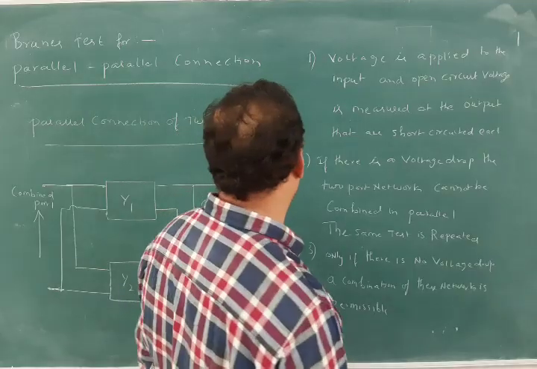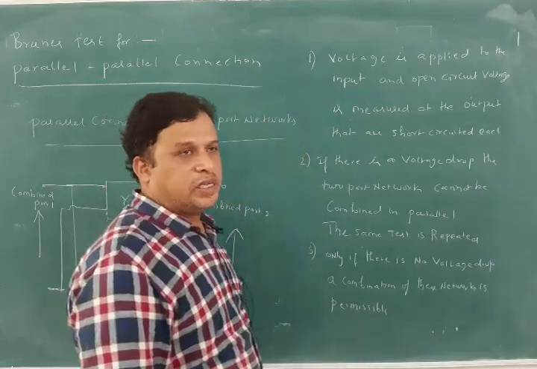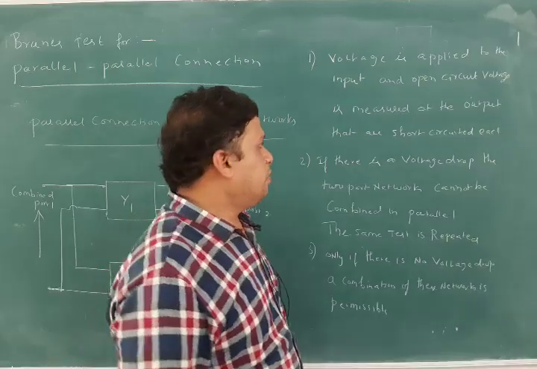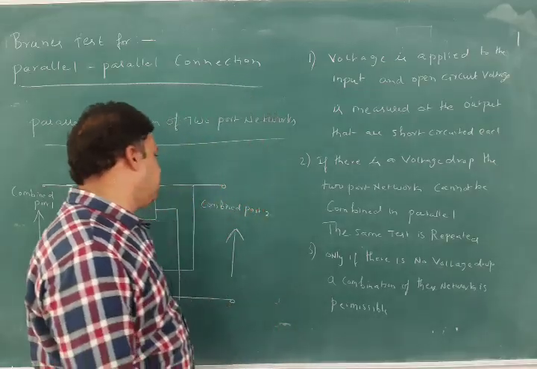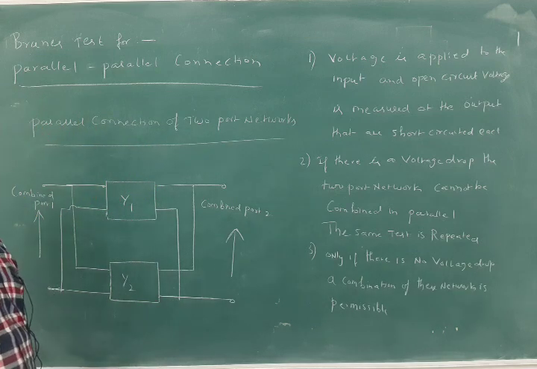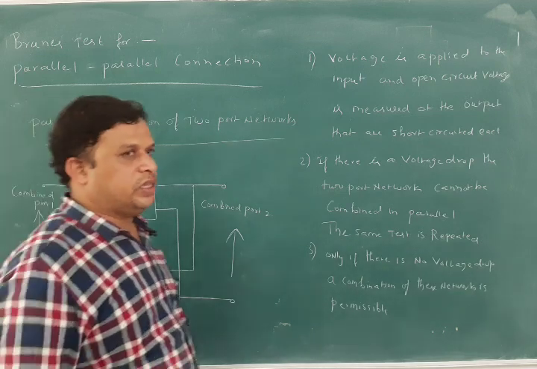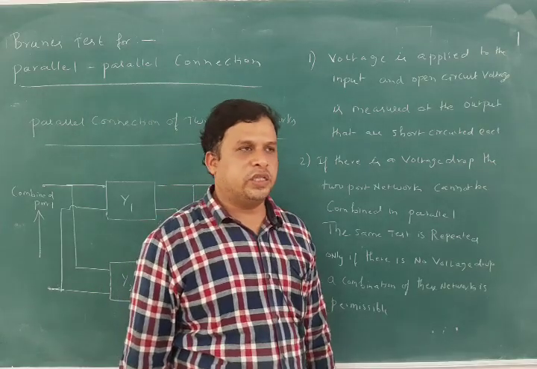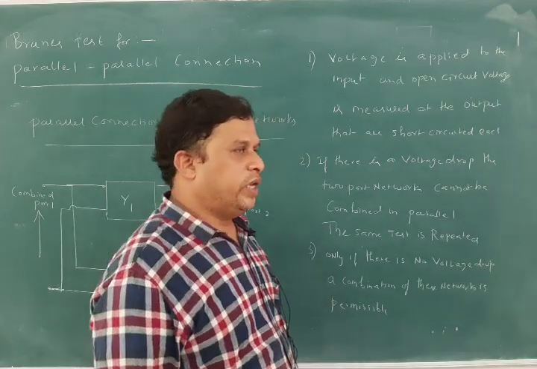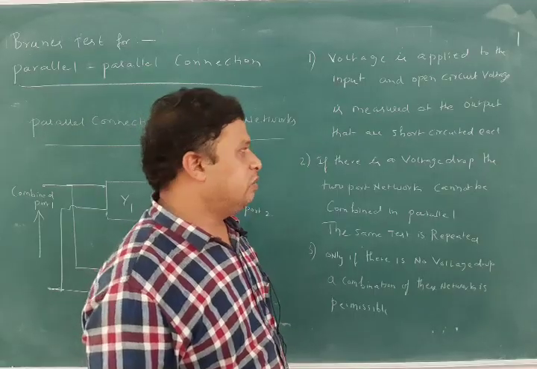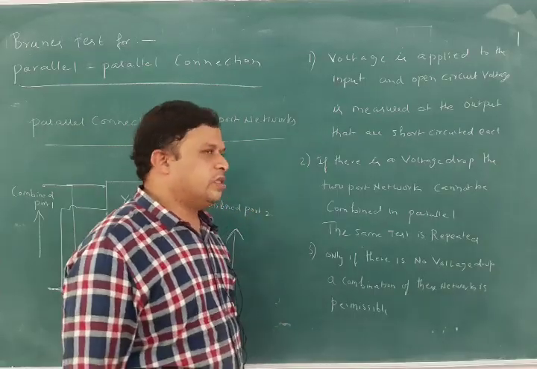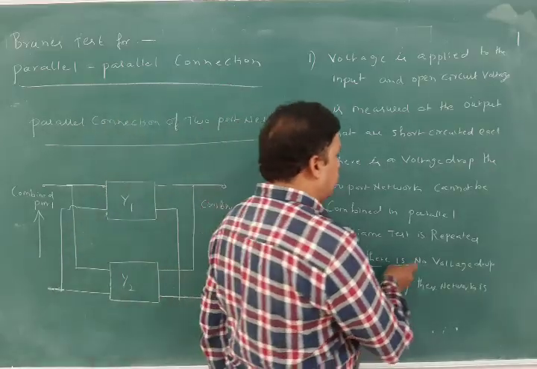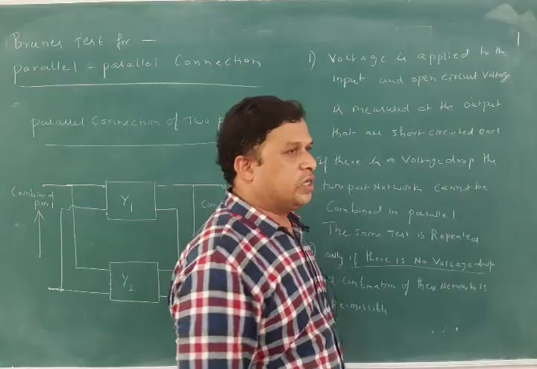Now we are having some rules, as already discussed in the series connection. The same way we are having the parallel connection. In the parallel connection also, voltage is applied from the input side, and the other end is short circuited, and there also the voltage is measured. So we can measure the voltage there also. If you are measuring the voltage and the voltage drop is there, then it is not applicable. If there is no voltage drop in both the combinations, then only the combination is permissible.